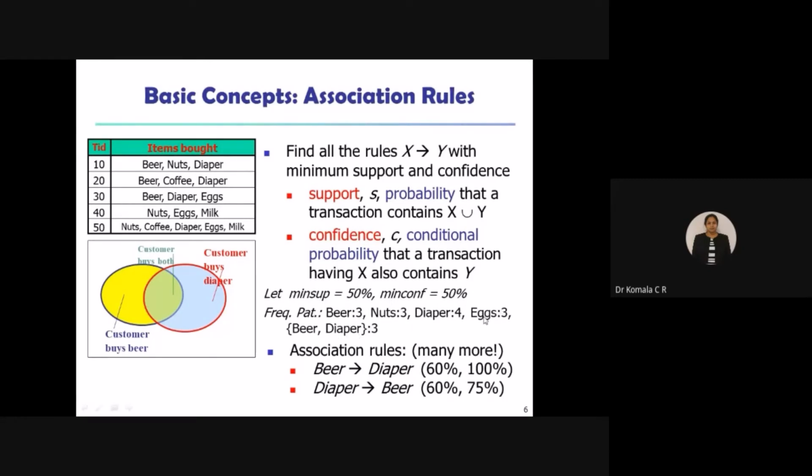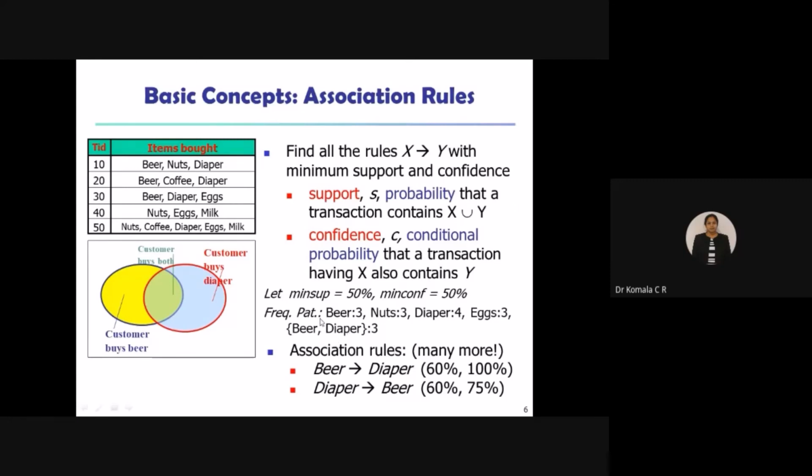So let us see now. How many times is beer appearing in this example? Out of 5 transactions, beer is appearing 3 times, so I will list beer as 3. How many times are nuts appearing? 3. How many times is diaper appearing? 1, 2, 3, and the last one, 4. How many times is X appearing? 3. Not necessarily list each and everything, only whichever X and Y we are going to consider. I will consider X as beer and Y as diaper.